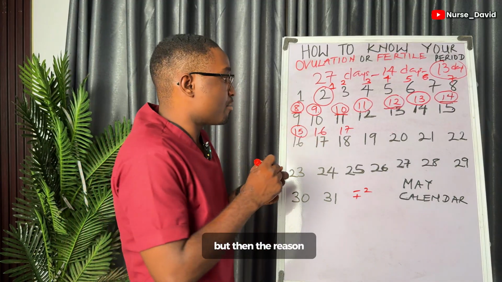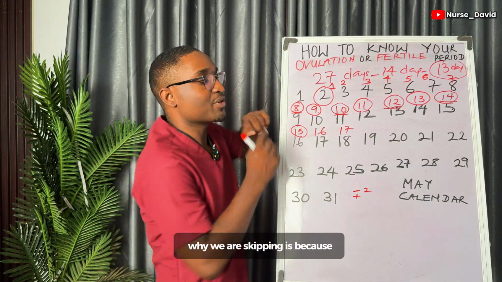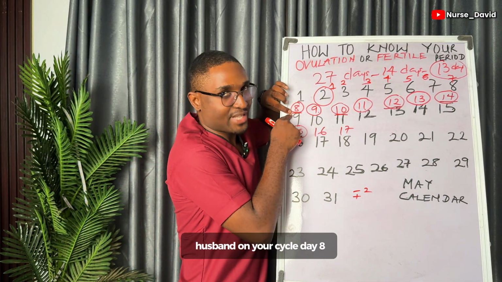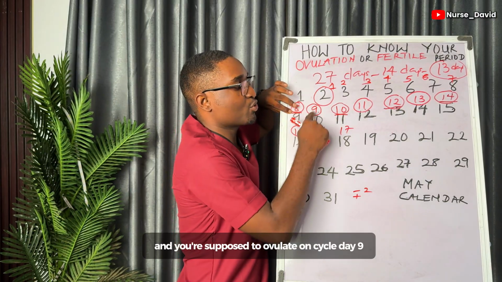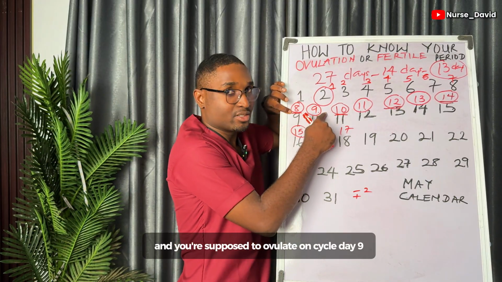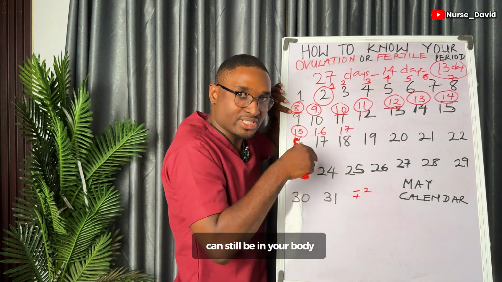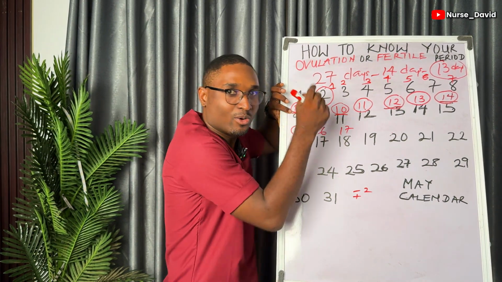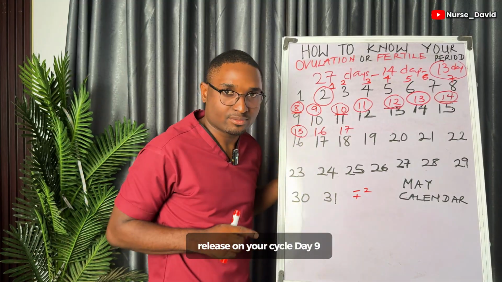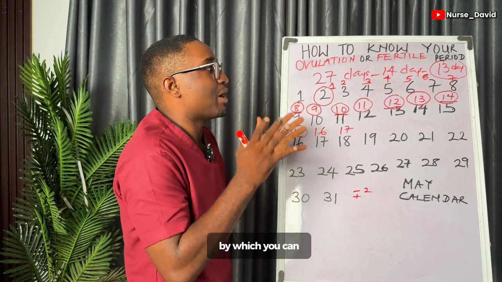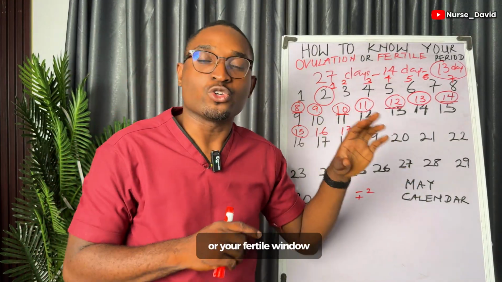Do you understand? The reason why we are skipping is because, remember, if you meet with your husband on your cycle day 8 and you're supposed to ovulate on cycle day 9, remember you are skipping 9, your husband's sperm cell can still be in your body to fertilize that egg that you're going to release on your cycle day 9. Hope you're getting me. So this is just the simplest way by which you can know your ovulation or your fertile window.